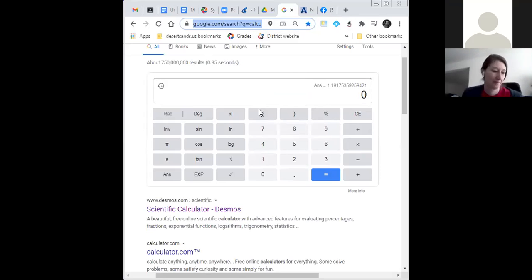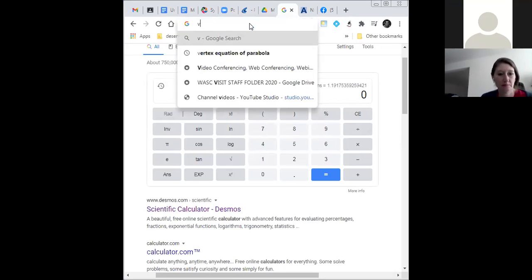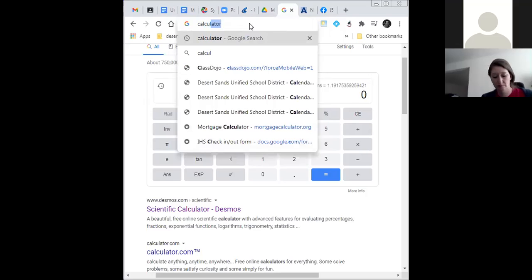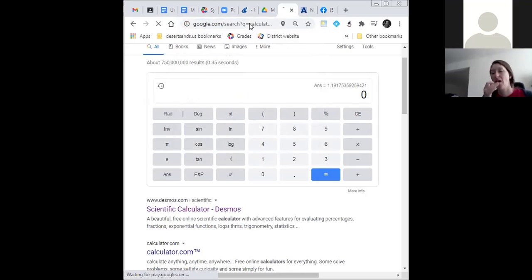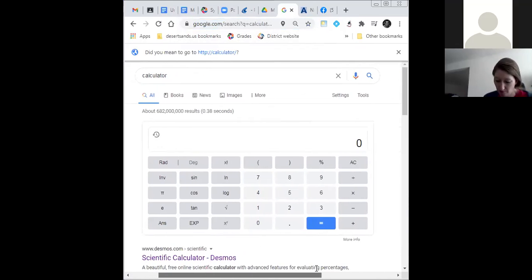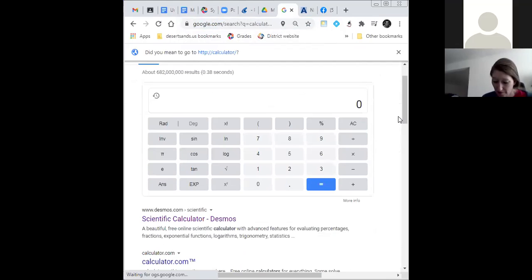Okay, so open a new browser and in here type in the word calculator and hit enter. When you do that, you're going to get something very similar to what I have right here. Remember, you can use your phone if you want to, but your phone will be different from the way I do it over here. So the only way that we can all get a similar answer is if we use the Google Calculator.